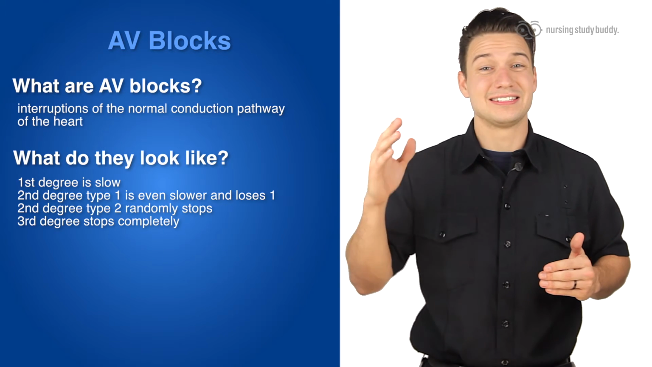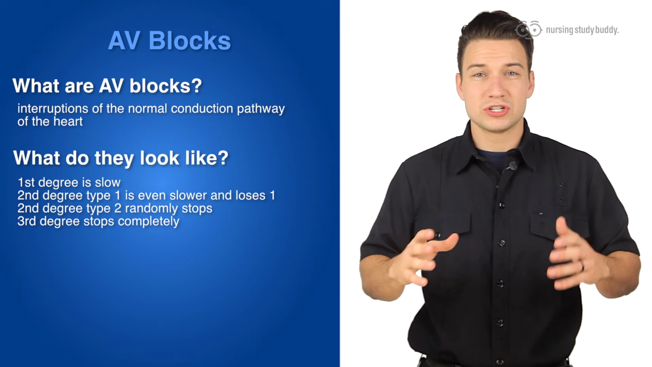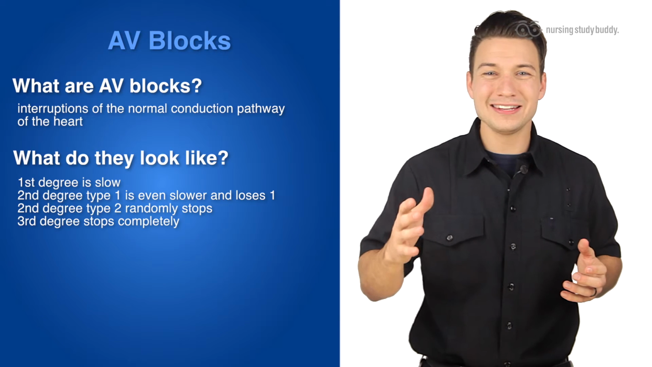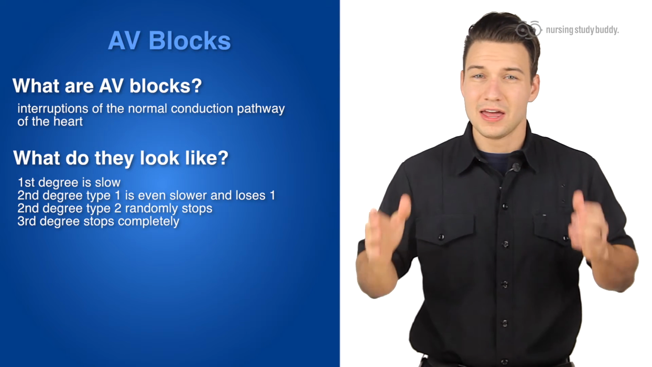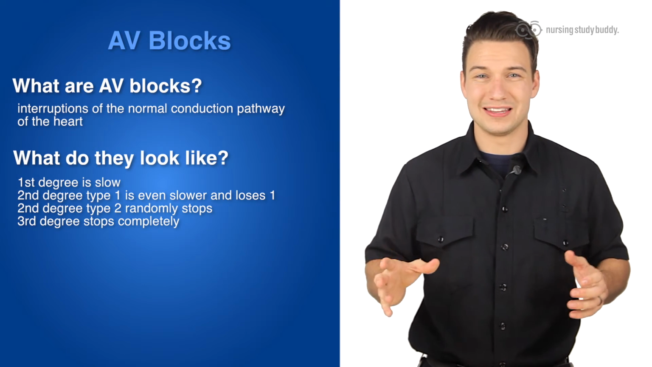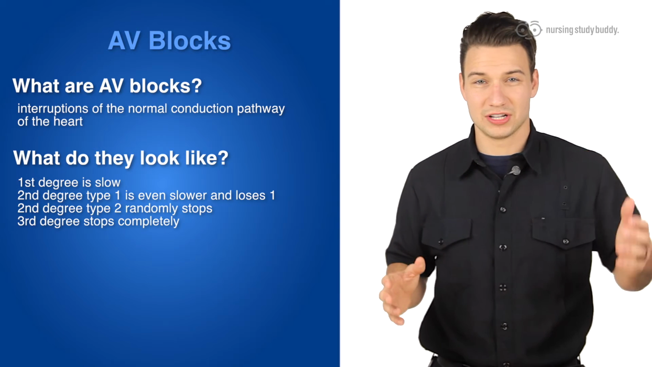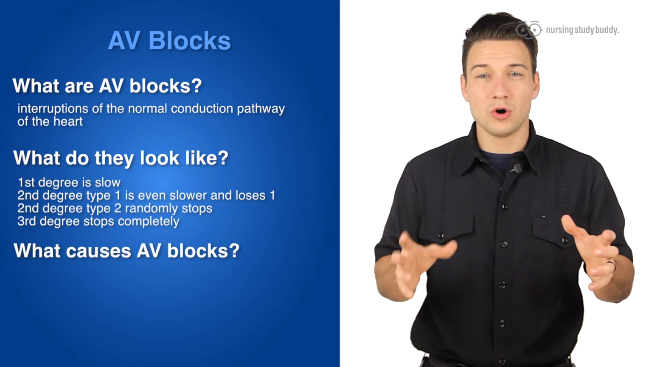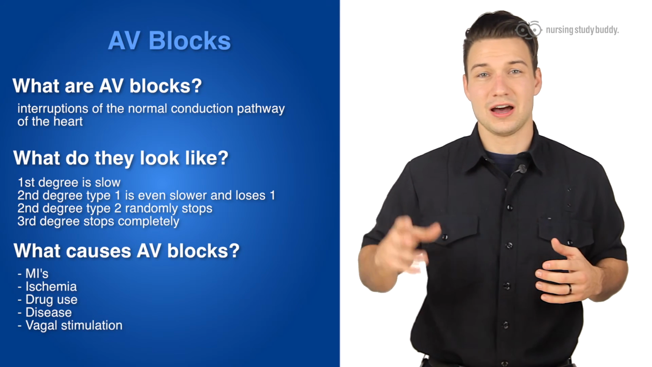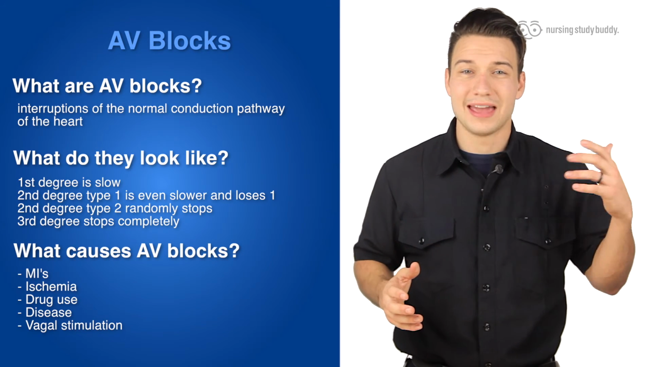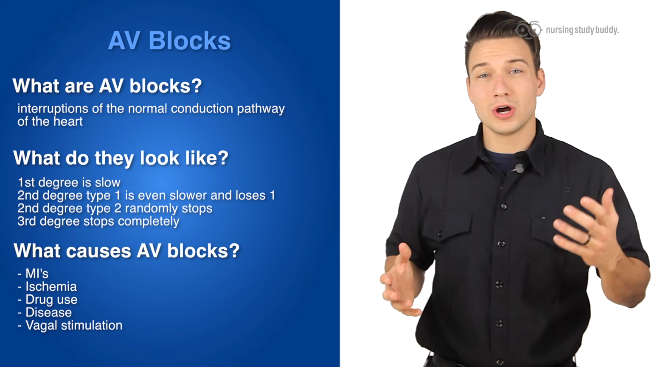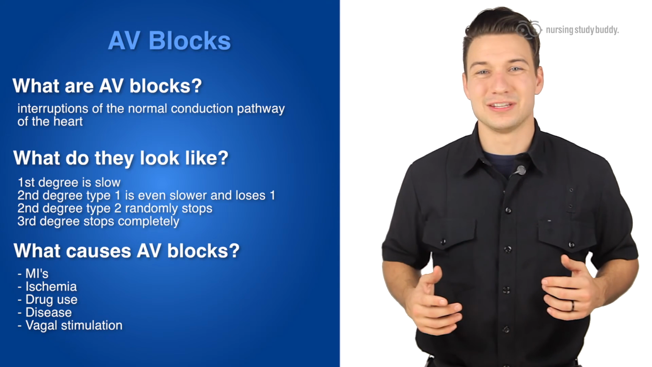Then we got to the second degree, type 2, which let cars through normally until randomly deciding to stop one. Then we ended it off with the third degree that totally blocked off any communication between the cars and where they wanted to go. We ended this video off with telling you the causes of AV blocks. We told you about MIs, ischemia, drug use, disease, and vagal stimulation.